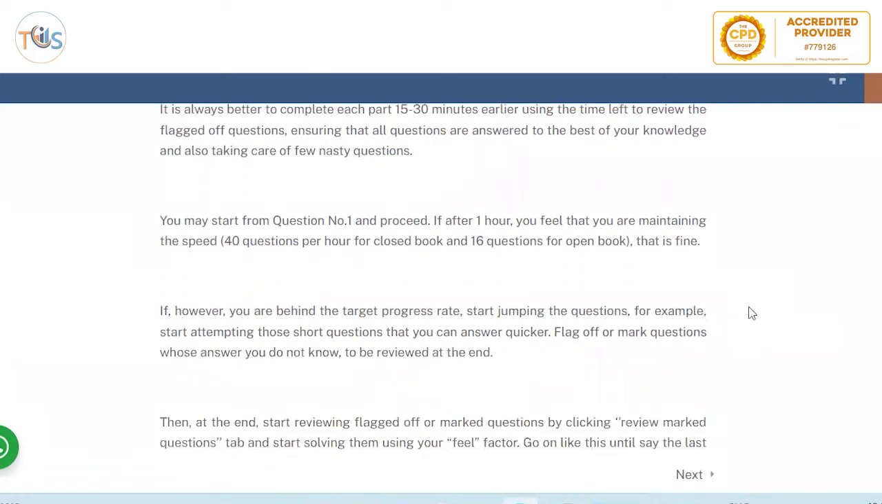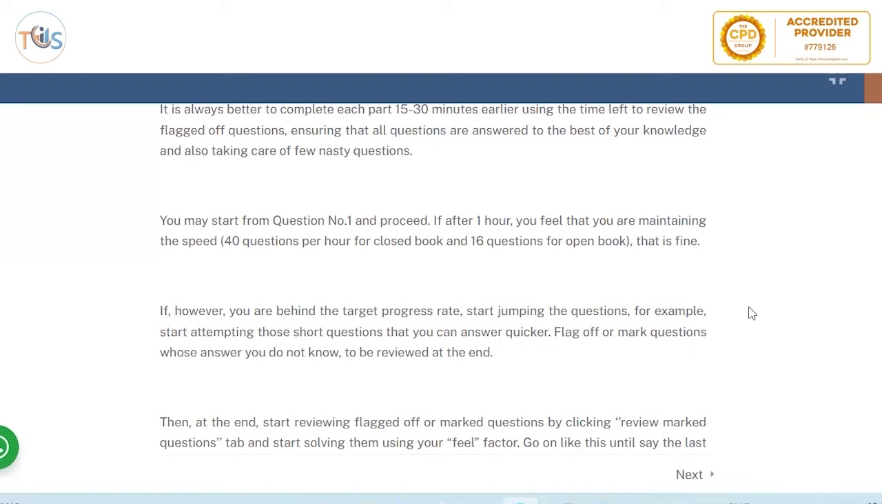So for example, you may start from question number 1 and proceed. If after 1 hour you feel you are maintaining the pace, that is 40 questions per hour for closed book, 16 for open book, that's fine. If not, then you should skip questions. For example, any question which you can answer quickly, you answer. Anything that takes you time to think over or to refer to a code or recommended practice during the open book, just flag it, jump to the next question, and keep going until you finish all the questions, then come back and look at the flagged questions.